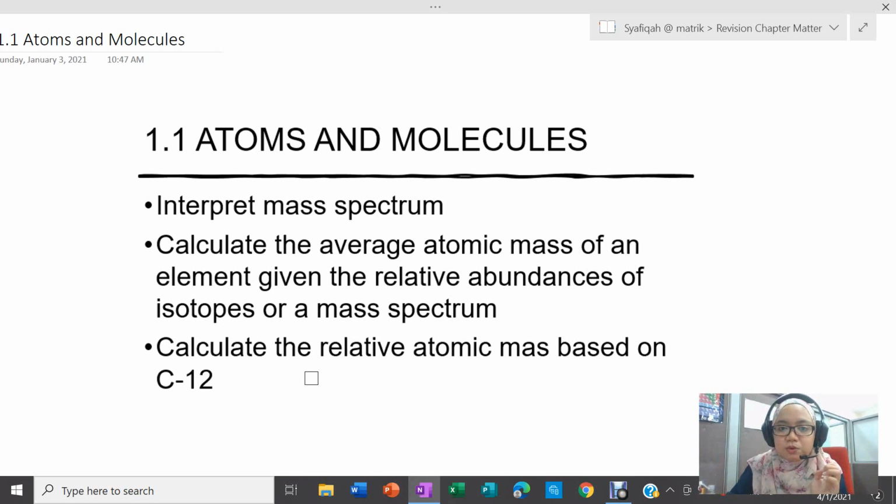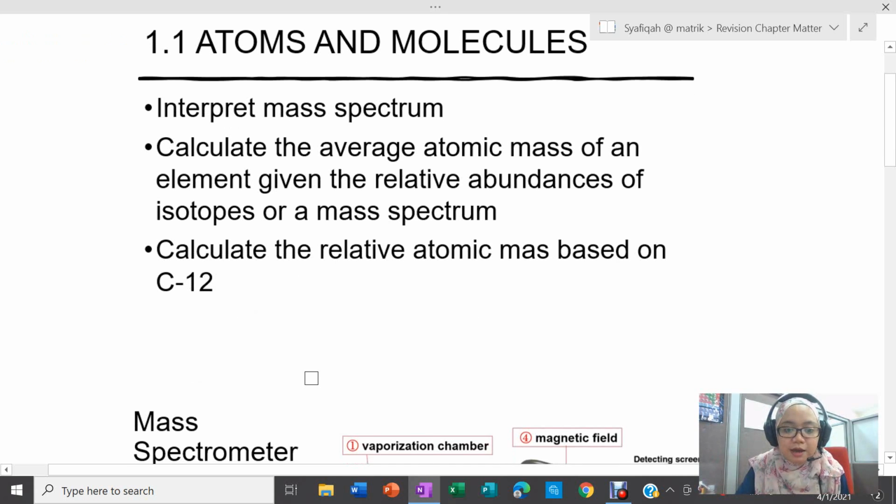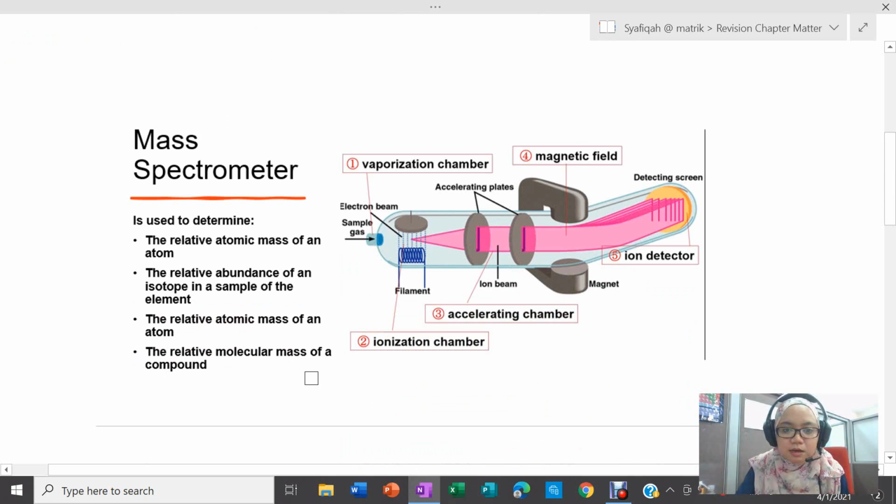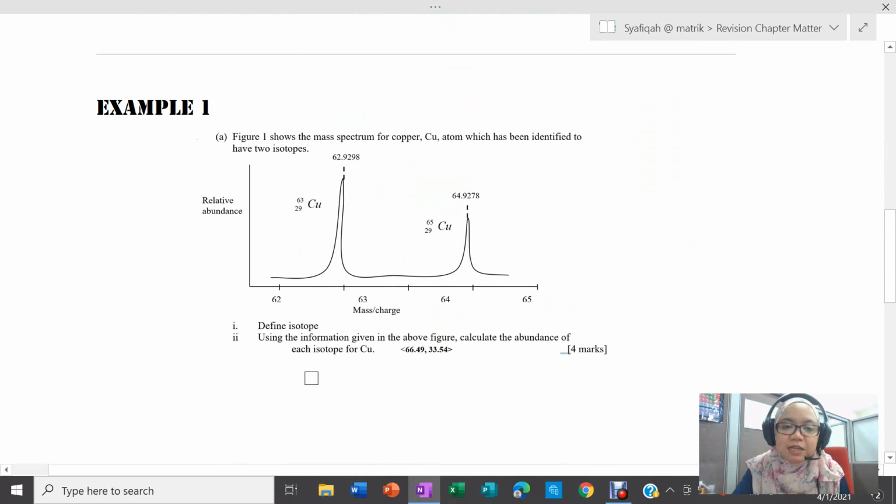So without further ado, let's look at what a mass spectrometer is. This is the device that is used to determine the relative atomic mass of an atom. When you use this mass spectrometer, dia akan keluar graph macam ni lah.